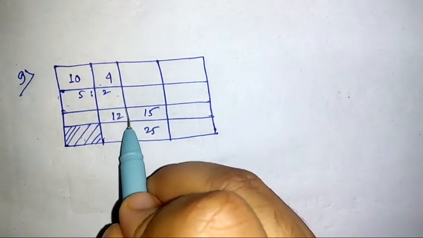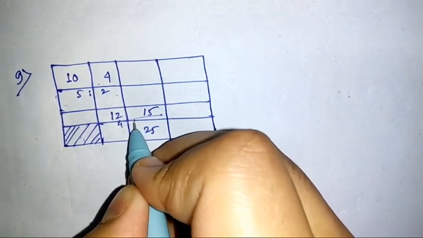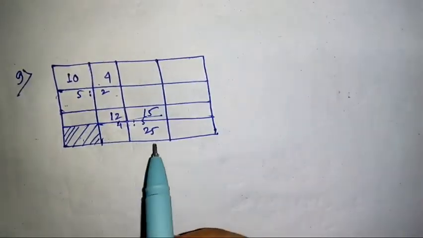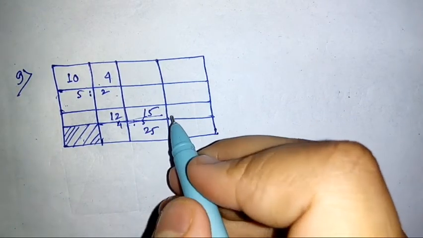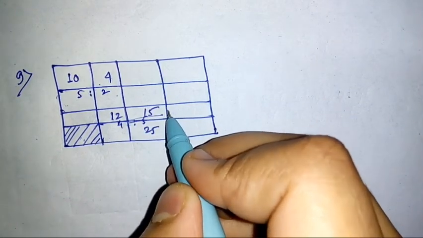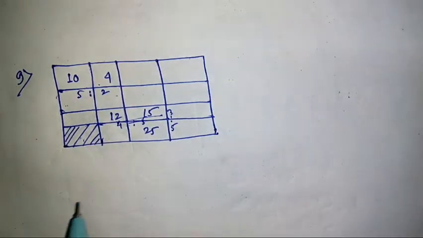Now since these have the same breadth, the length ratio will be the ratio of the areas. So this one will be 4:5. 5, 5, 15, 4, 3, 12. Now for this one, this length is common, so this breadth ratio will be their length ratio, which will be their area ratio. So 3:5. 5, 3, 15, 5, 5, 25.